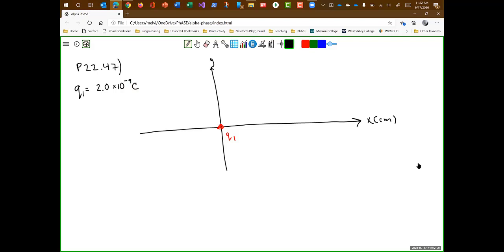Then they tell us that we have a charge situated at 1 centimeter. I will make my 1 centimeter mark here. We'll just call this 1.0. And this charge is a negative charge. I will call this negative charge Q2. In fact, I'm going to call this negative charge minus Q2.